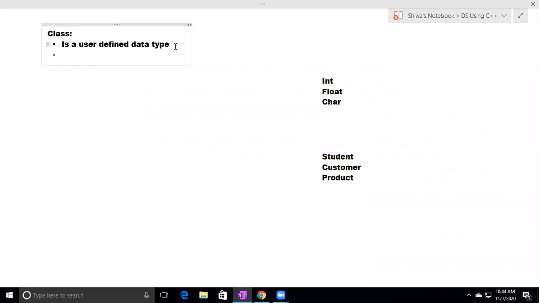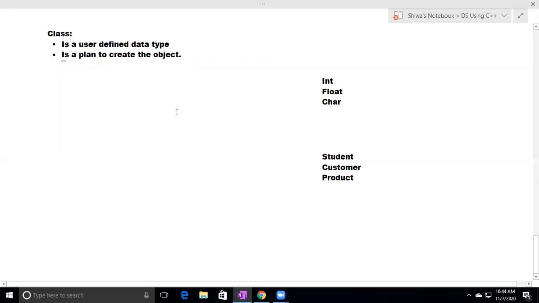So class is the user defined data type, and it is a plan. Class is a plan to create the object. To create the objects, first we are making a plan. That plan is nothing but class.